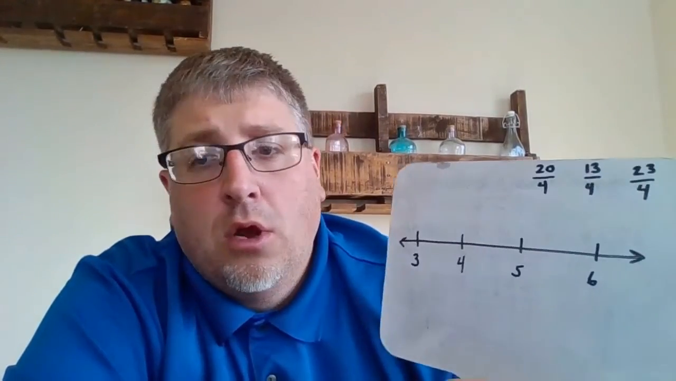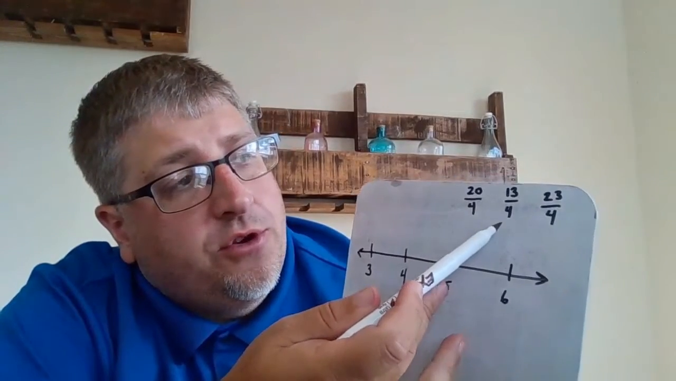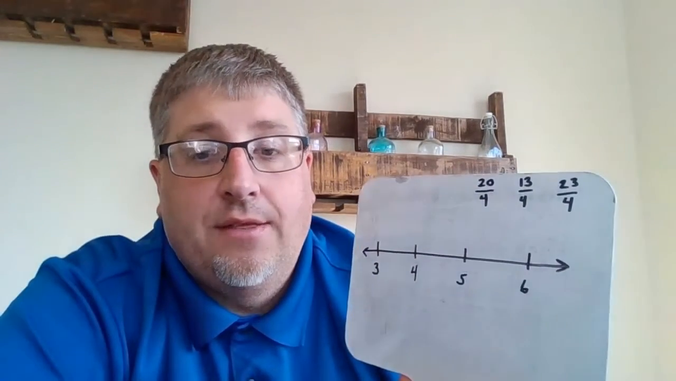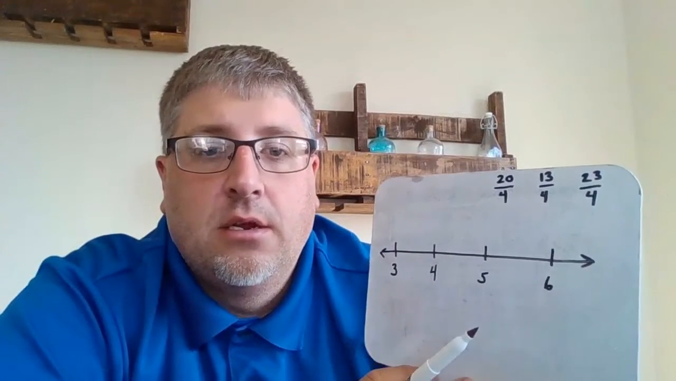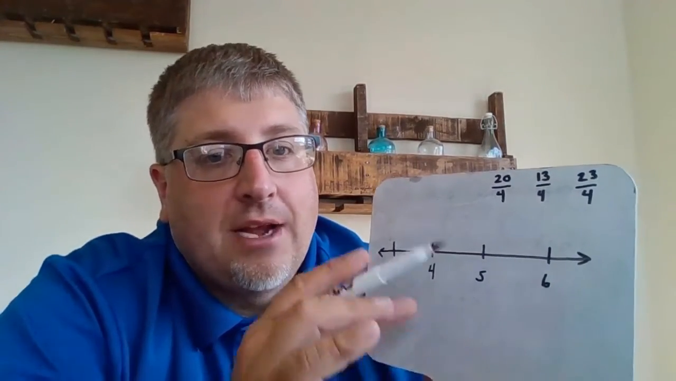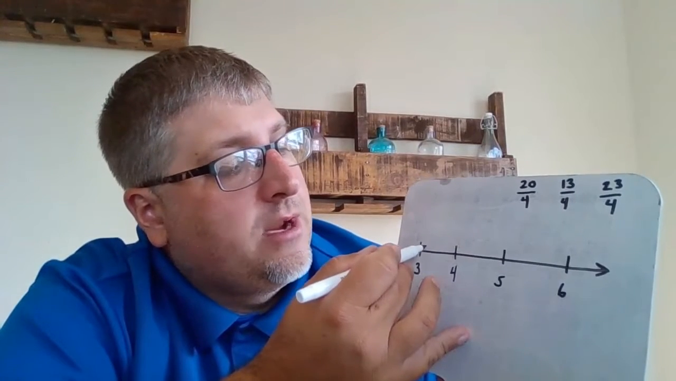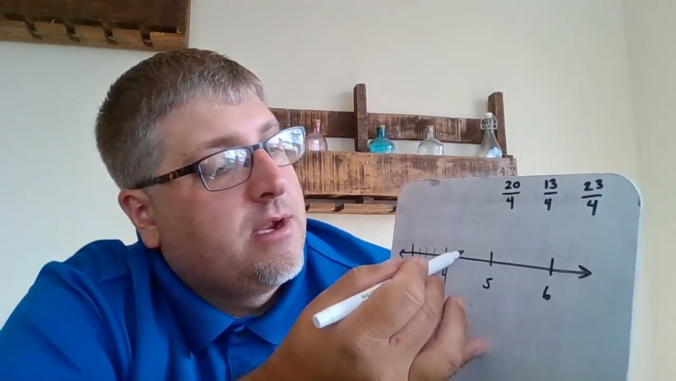Let's take a look at practicing with fourths. We have to plot 20 fourths, 13 fourths, and 23 fourths. As you can see, this number line plots from 3 to 6. So what we need to do is break them into fourths. We're not going to make 4 cuts. We're going to make 3 cuts. I like to do 1 in the middle, 1 there, 1 there. Let's make 3 cuts here.